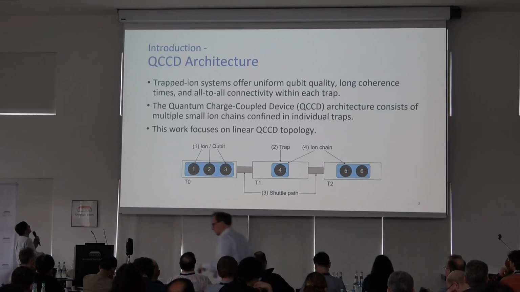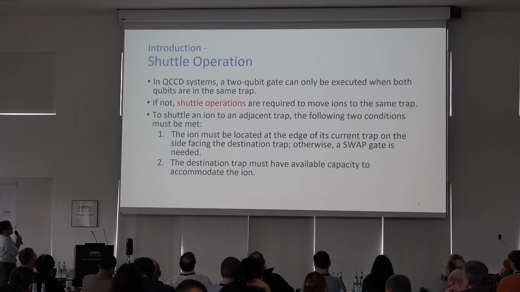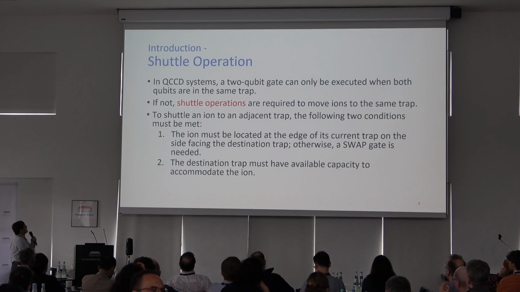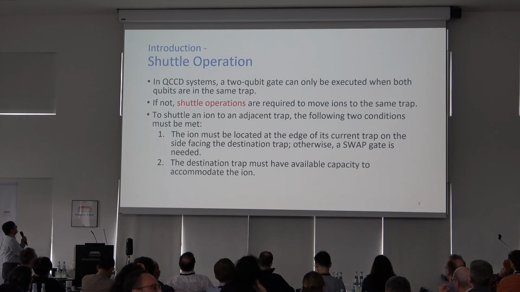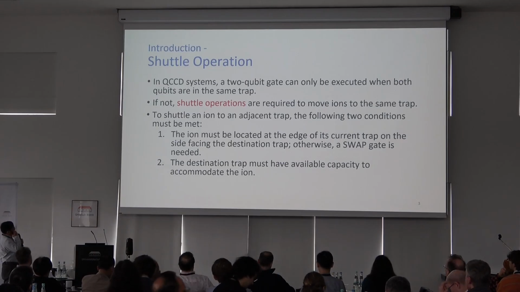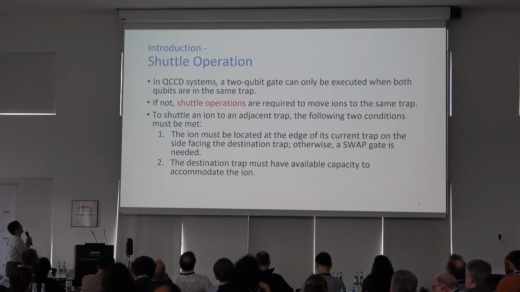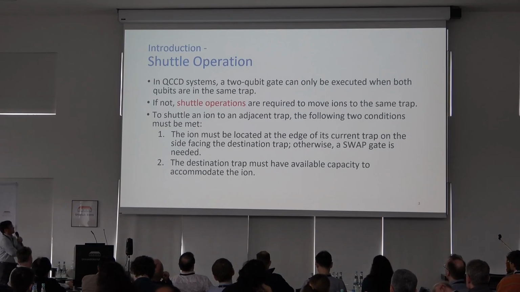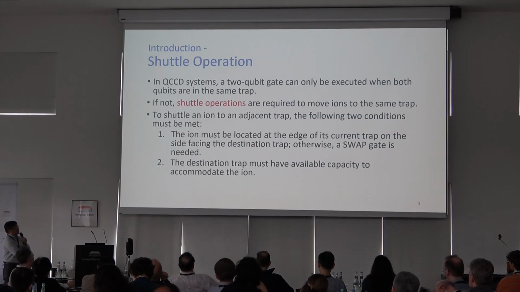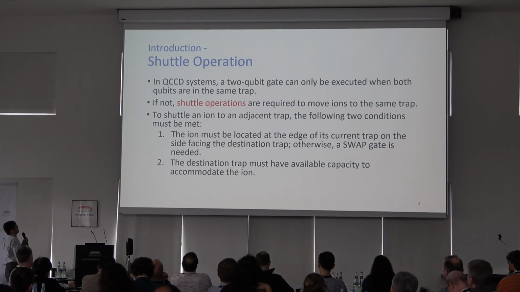In a QCCD system, a 2-qubit gate can only be executed when both qubits are in the same trap. If not, shuttle operations are required to move ions to the same trap. To shuttle an ion to an adjacent trap, 2 conditions must be met. The first one is the ion must be located at the edge of the current trap on the side facing the destination trap. Otherwise, a swap gate is required. The second condition is the destination trap must have available capacity to accommodate the ion.